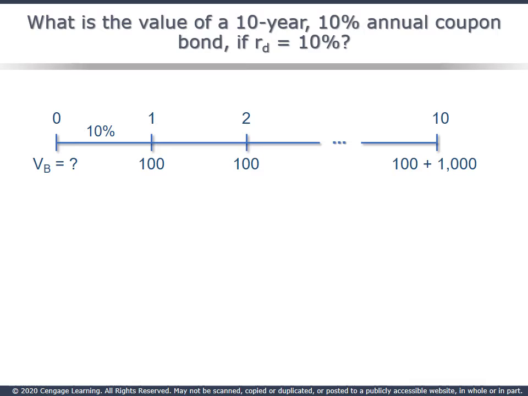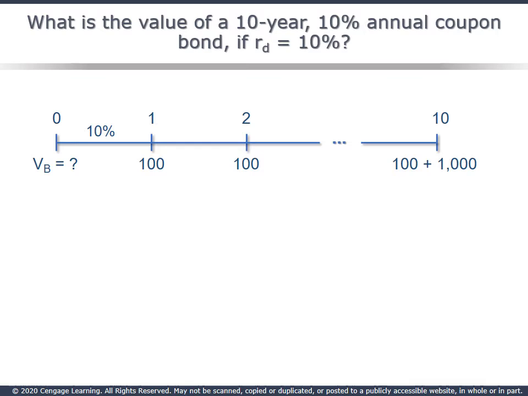We will discount or find the present value of these benefits using the yield to maturity, R sub D, of 10%. We really don't need to do any work here if we know our bond pricing rules. In this case, it has a 10% coupon and a 10% yield to maturity. This bond should sell at par, in other words, at $1,000. But if we want to prove that, we can use our calculator.